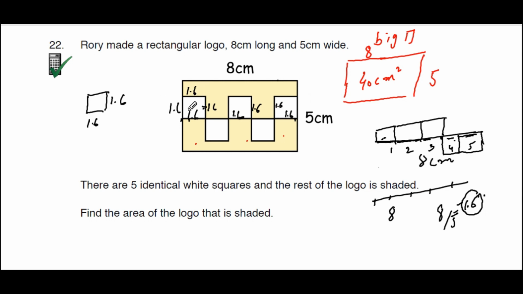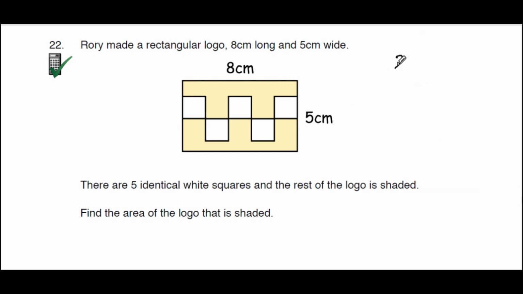So what we can do, we can find the area of the square, that is 1.6 times 1.6. What you need to do, 16 times 16, which is equals to 256, and the decimal will be after 2 numbers, 1, 2, and here will be a decimal. So it means that area of the small square, this one, is 2.56 centimeter squared. This is the area of one small square.